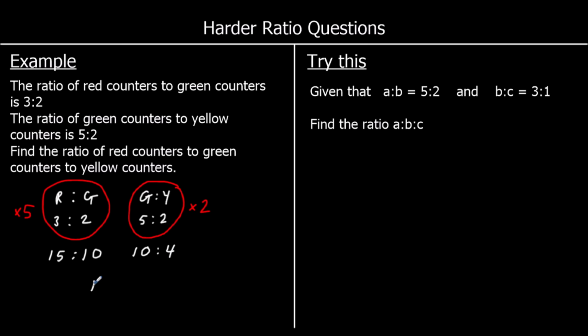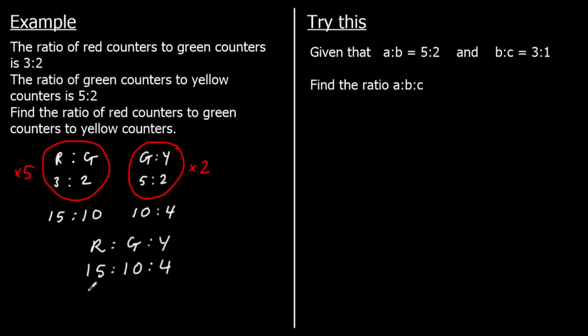So I can rewrite this as red to green to yellow. So for every 10 green counters, there are 15 red counters and 4 yellow counters. So the ratio from red to green to yellow is 15 to 10 to 4.